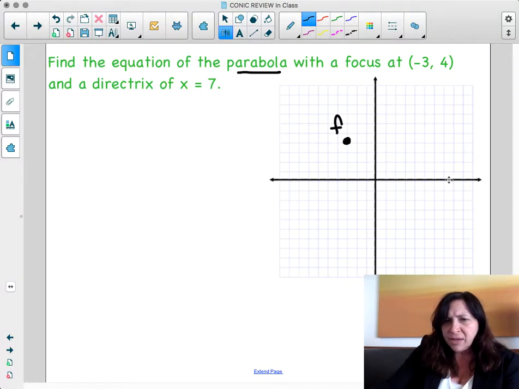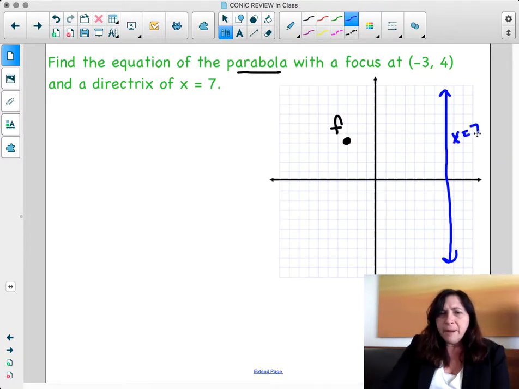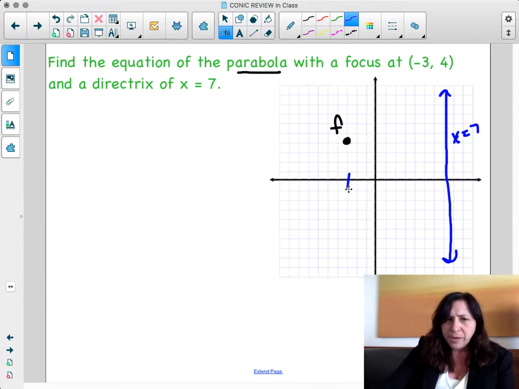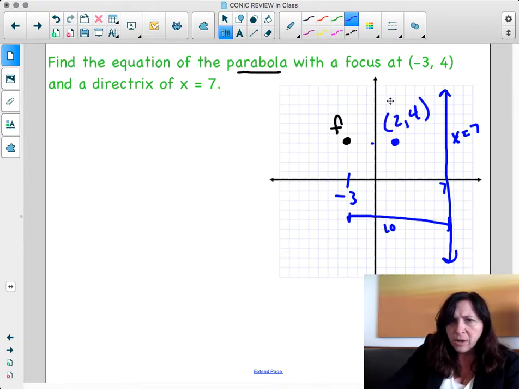So that means at 7, it's x equals, so it's going through my x-axis. So here's x equals 7 right there. And what that tells me is my vertex is halfway in between this. So if I went over 3 and I went to the right 7, that means that total length is 10, which means that halfway in between is 5. So I'm going to go over 3, 4, 5. Where am I? I am at 2, 4.